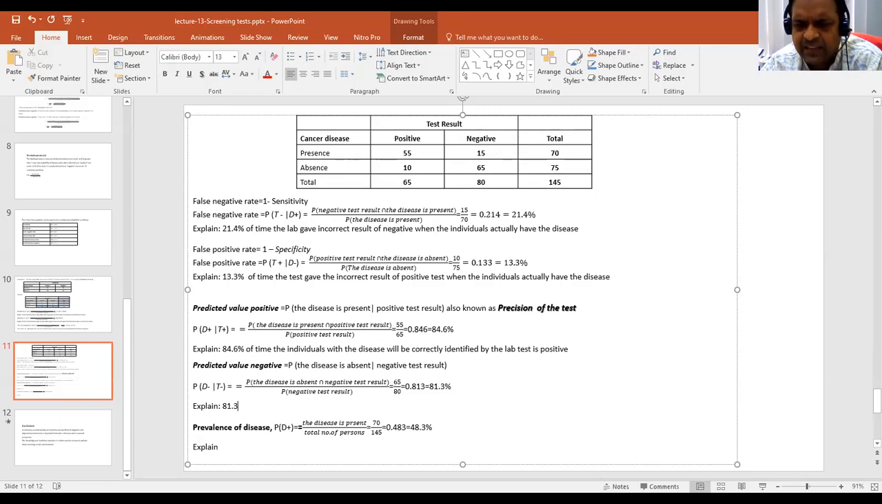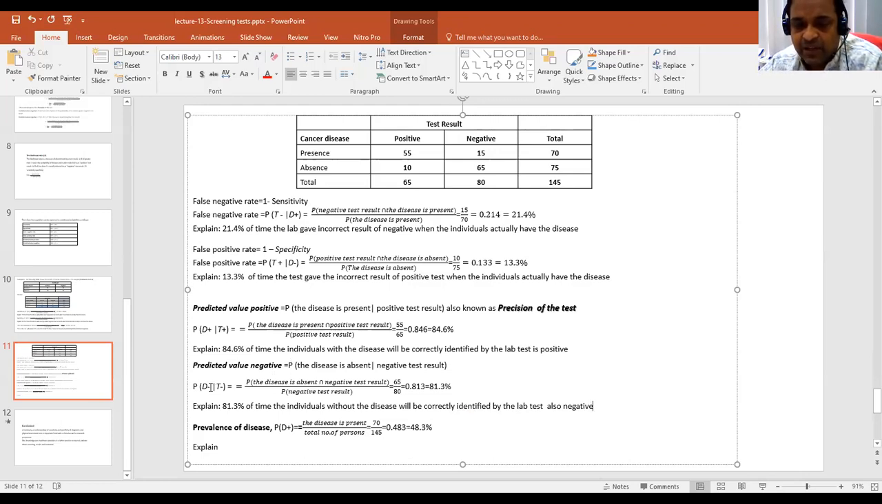Okay, so let me write. I think in the meantime you wrote it. Let me write: 81.3% of the time, the individuals without the disease will be correctly identified by the lab test as negative. So this is the predictive value negative.